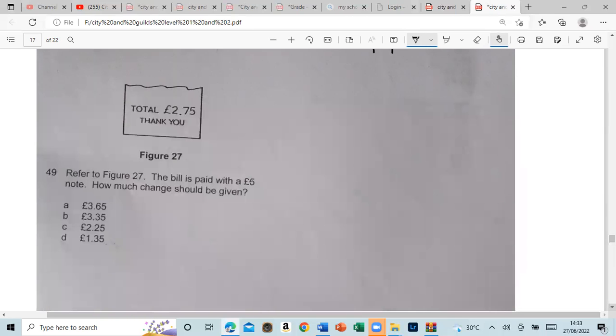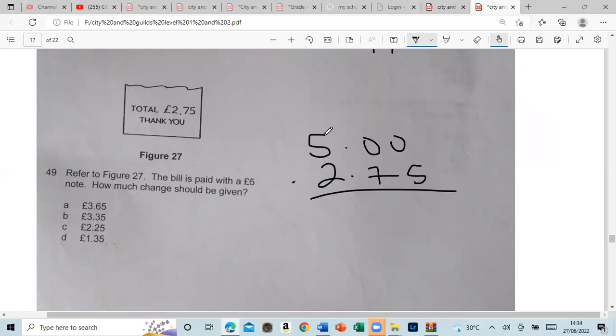Total 2 pounds 75 pence. Figure 7. The bill is paid with a $5 note. How much change should be given? Right? So again, $5 can be written as this. So borrow from here. Every British exam is all about borrowing. You have to prove that to them so you can borrow. That's 225 pounds.